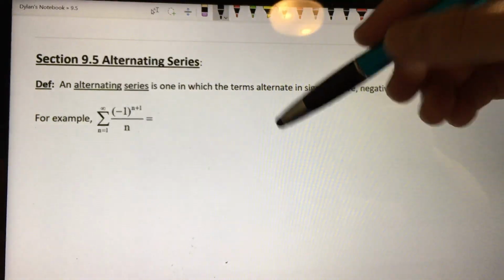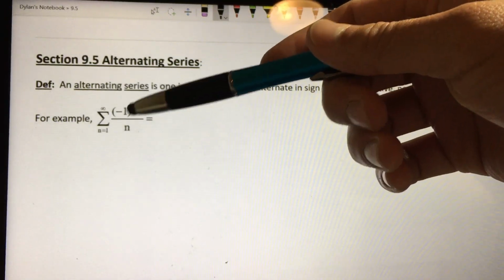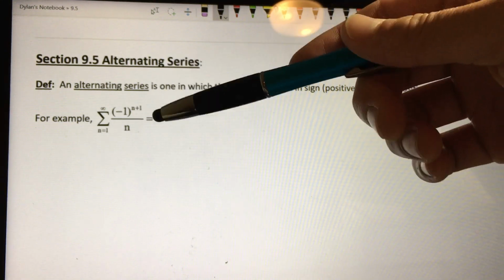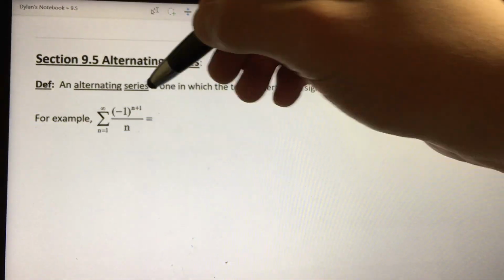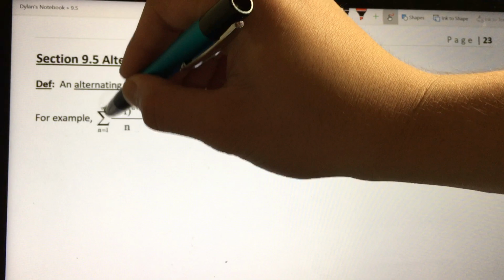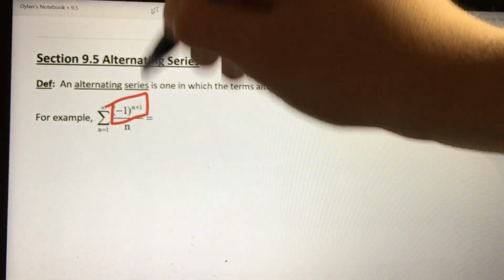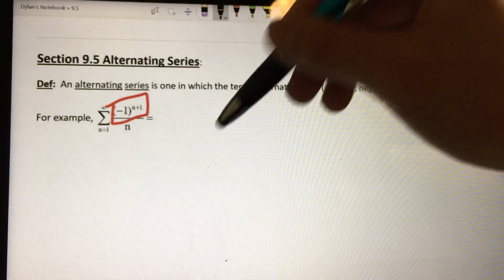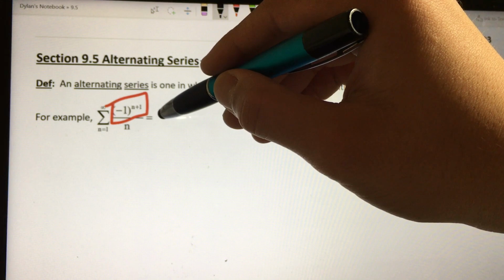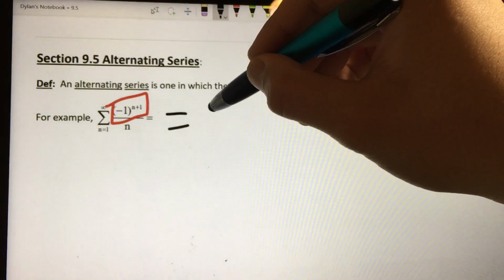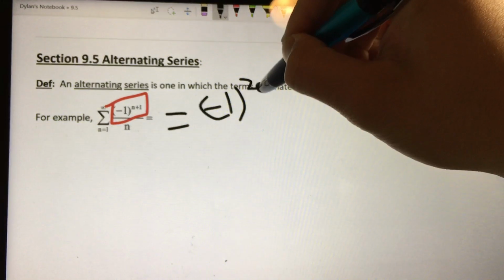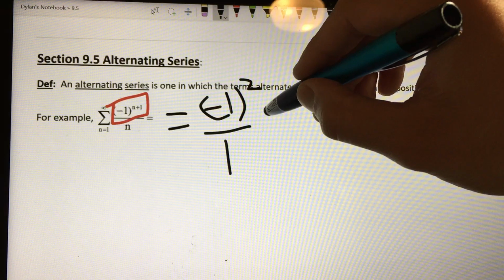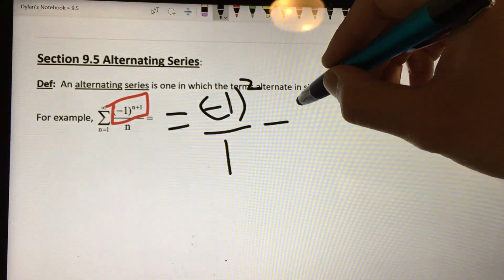So, for example, we have the infinite series, sum from n equals 1 of negative 1 to the n plus 1 power over n. Now, we know that it's considered alternating because of this right here. This is what gives it away. This is what shows you it's alternating. So, to write out the first 4 terms: negative 1 to the second power, because 1 plus 1 is 2, over 1, right? And then we do minus.